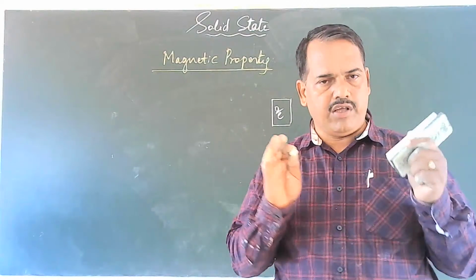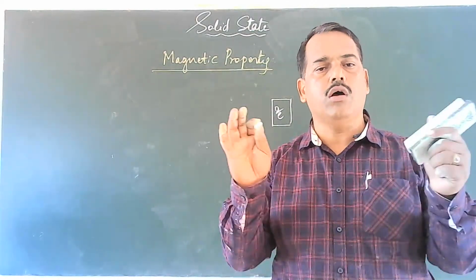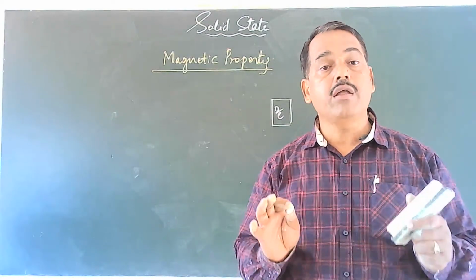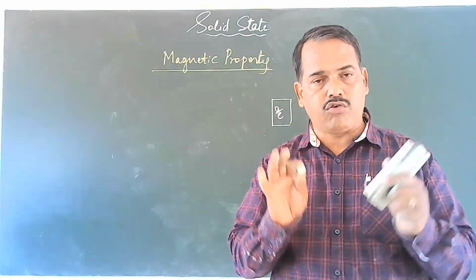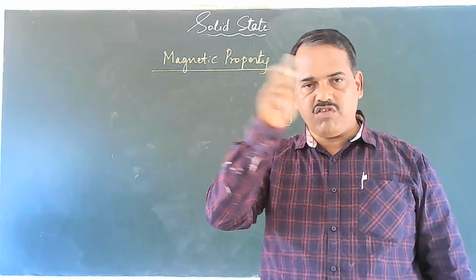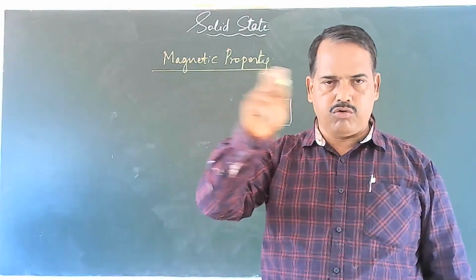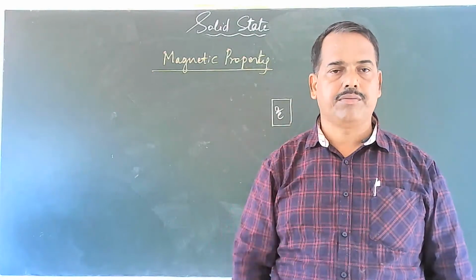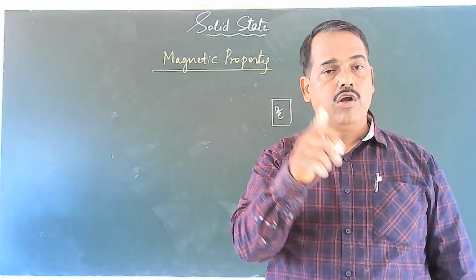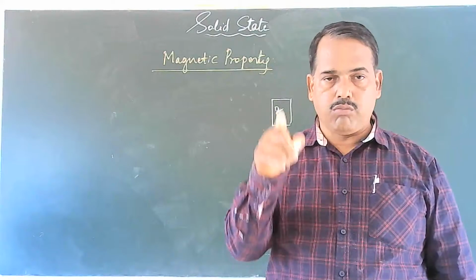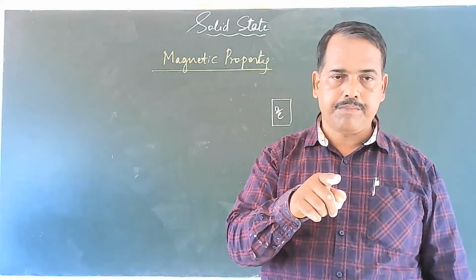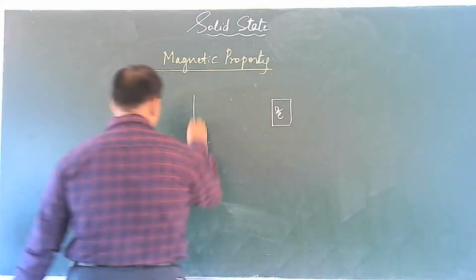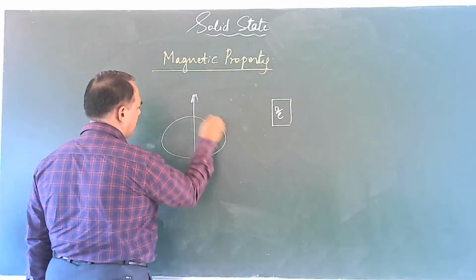Any substance, if it is magnetic, it is due to the unpaired electron. The electron has two types of motion: one is orbital motion, and another one is motion about its own axis. So it is due to the moment of the electron.